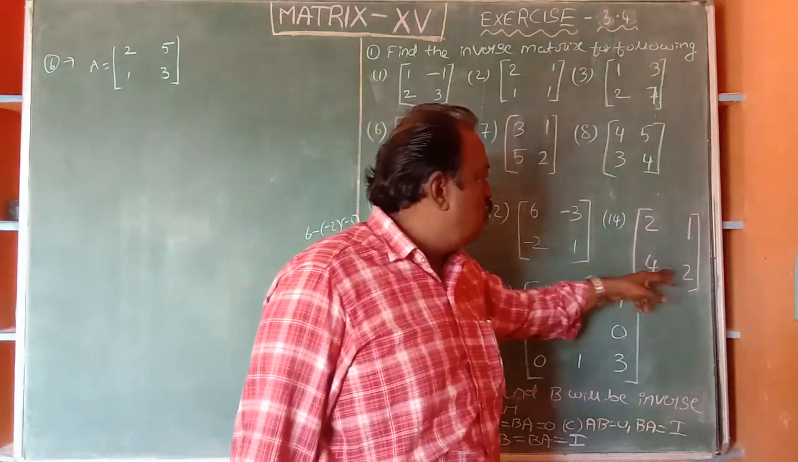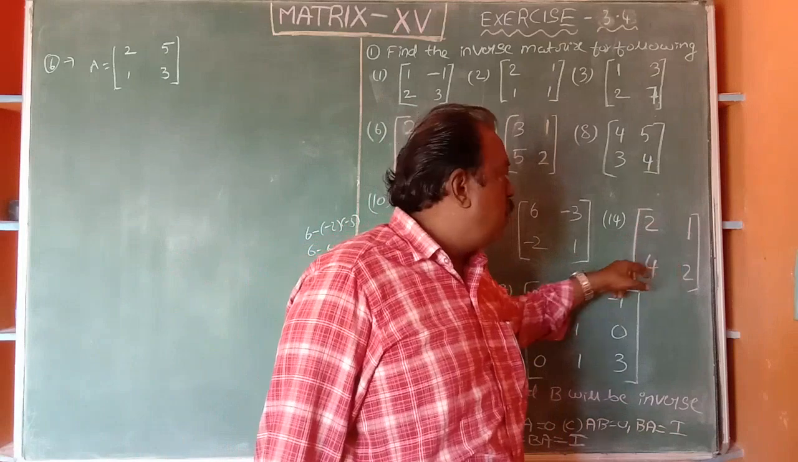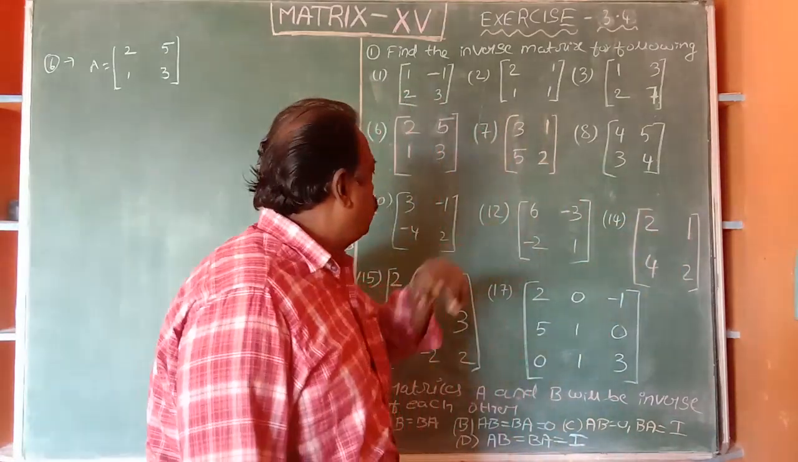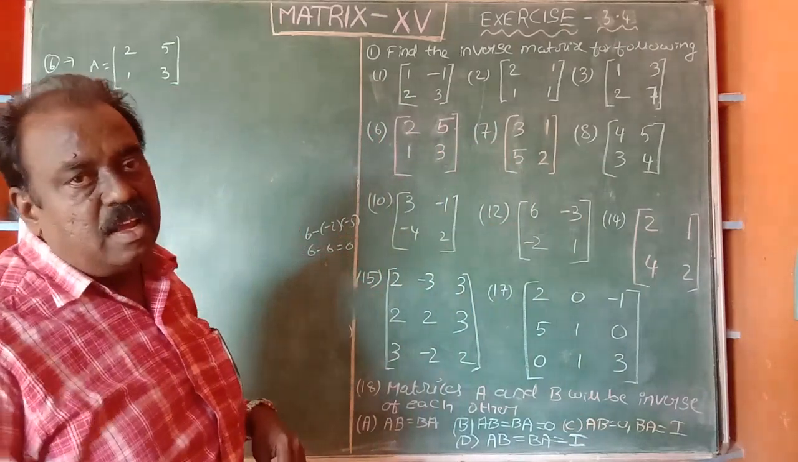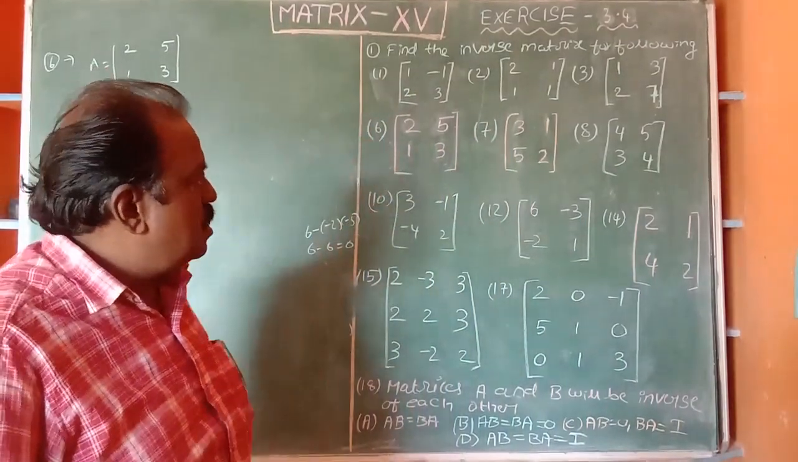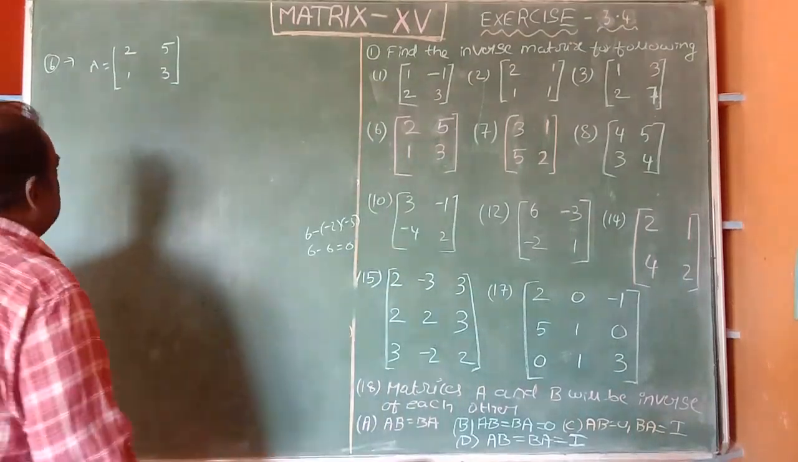And here you will see 2 into 2, 4 minus 4. Here also not possible. So those matrices are not invertible matrices. Okay? The remaining are all okay. Now we will come to the problem.